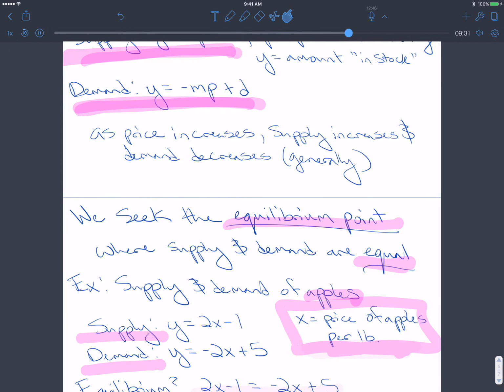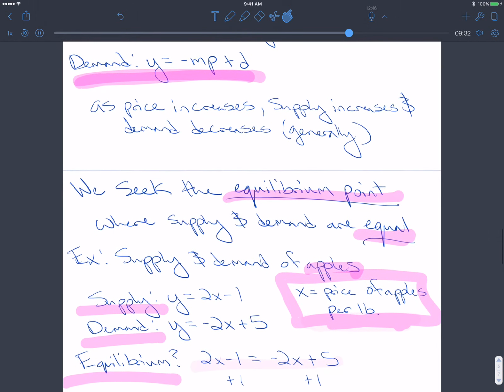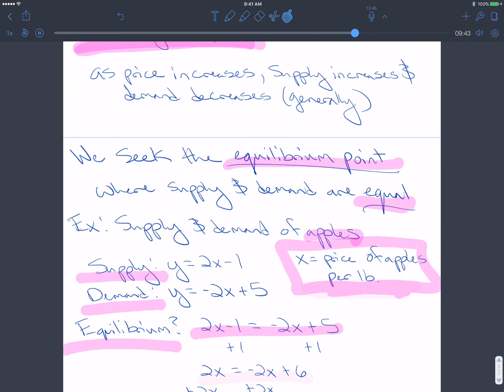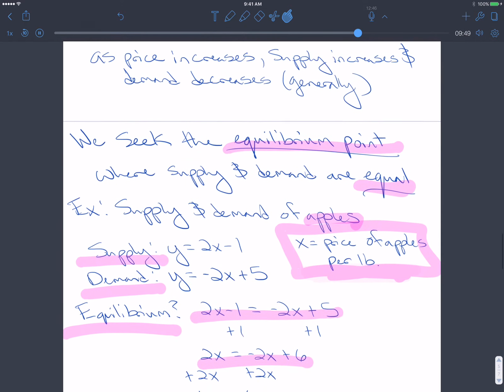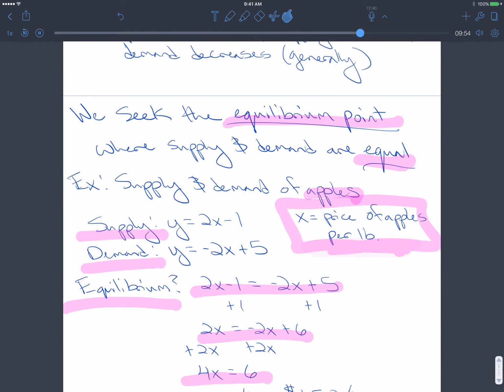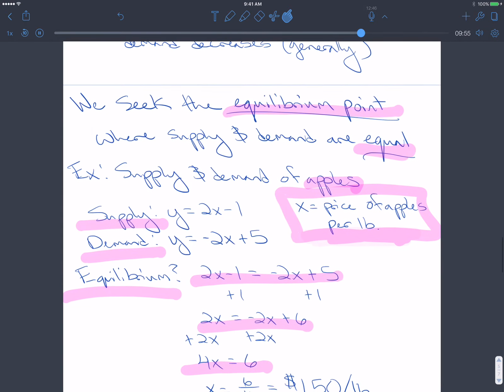So I'm going to find that by setting my two y's equal to each other: 2x minus 1 equal to negative 2x plus 5, right? Solve algebraically for x, so add 1 to both sides. Then I have 2x is equal to negative 2x plus 6. Add 2x, and 2x plus 2x gets me 4x, and then I still have a 6 on the right hand side.